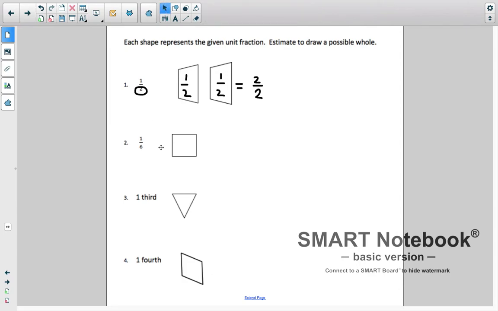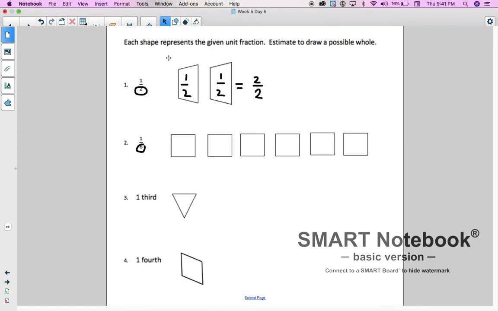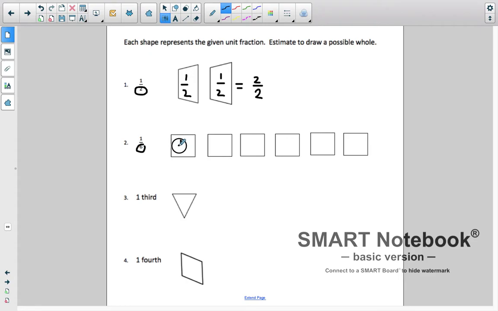All right, let's look at number 2, 1/6. So again, I'm going to look at my bottom number, which is 6. I need to make sure I have 6 pieces. So I have 1, 2, 3, 4, 5, and 6. Good. And then each one equals 1/6. And you can write 1/6 in each one. And then when you would add the ones up on top, it will equal 6/6, which also equals a whole.